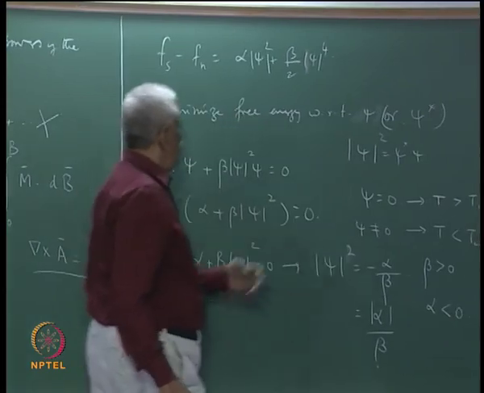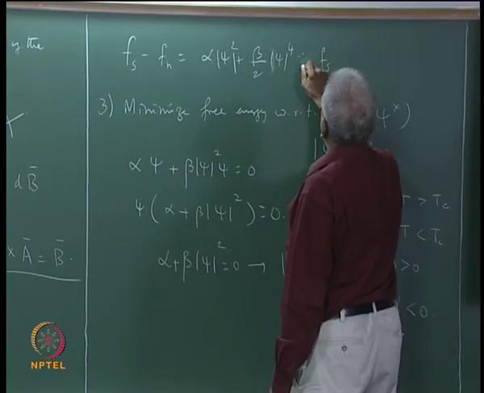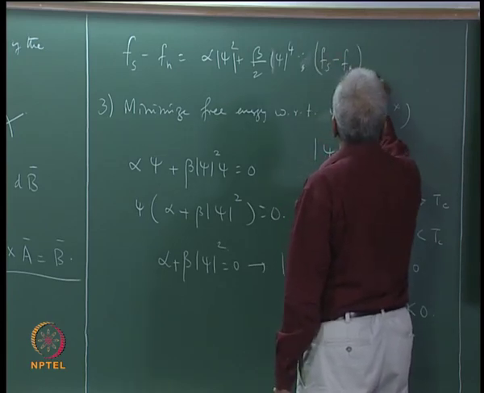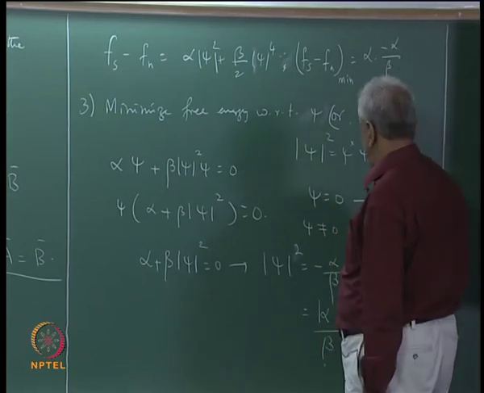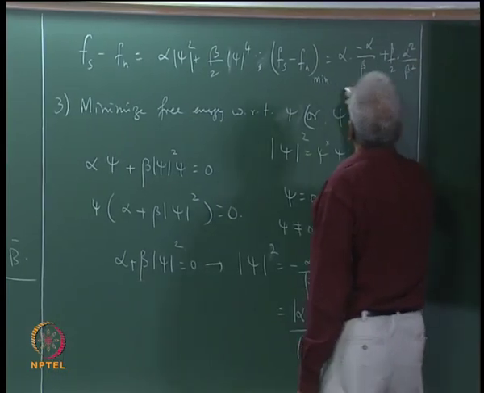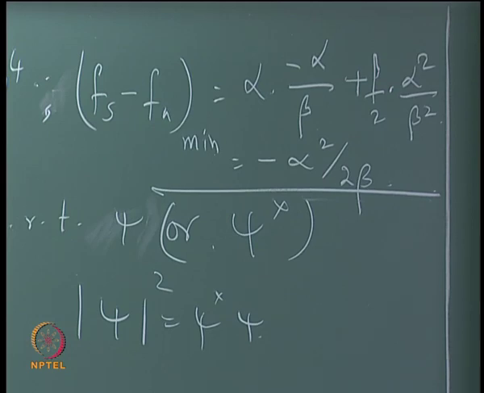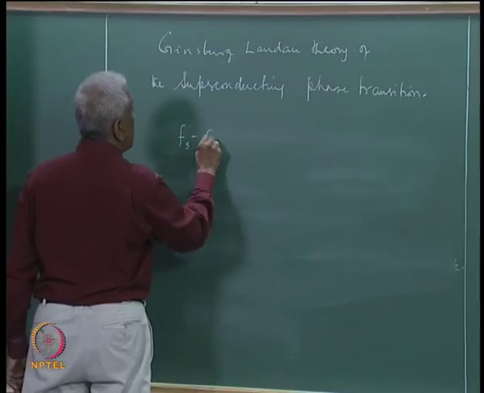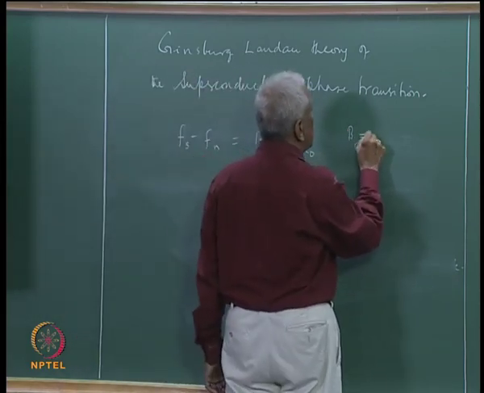Having got the condition for free energy minimum, let us plug this into the free energy expression, and this becomes Fs minus Fn corresponding to the minimum is alpha into minus alpha by beta plus beta by 2 into alpha squared by beta squared, which gives me minus alpha squared by 2 beta. Now, we know that the free energy minimization takes place via the thermodynamic critical magnetic field, and we know that Fs minus Fn is actually Bc squared by 2 mu naught. We already discussed this, where Bc is the thermodynamic critical field.